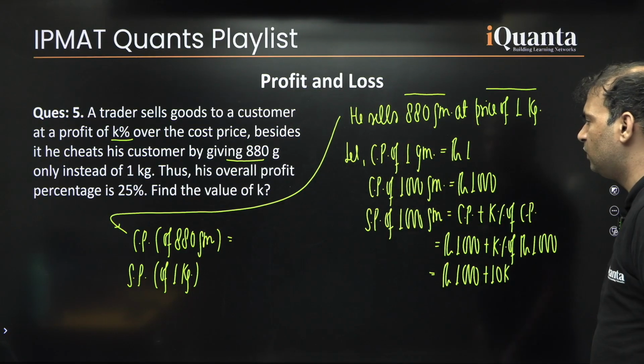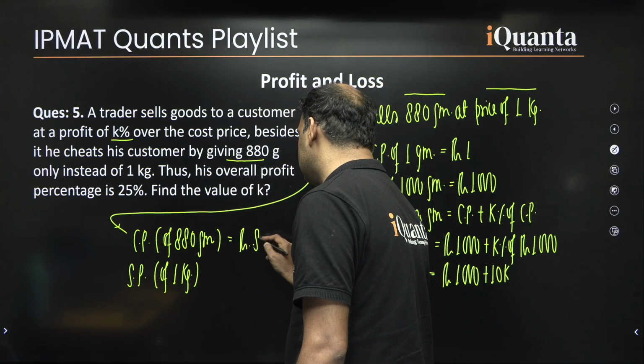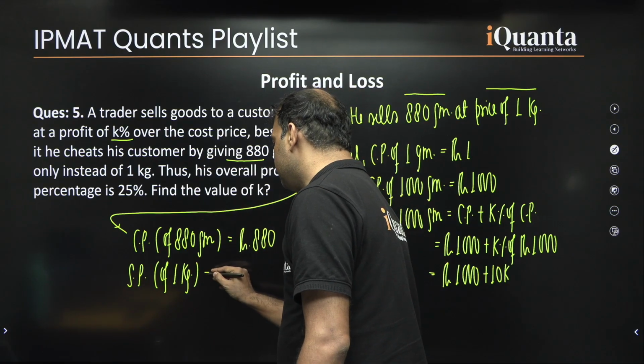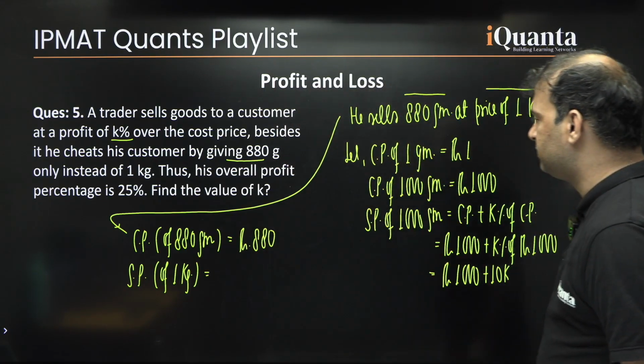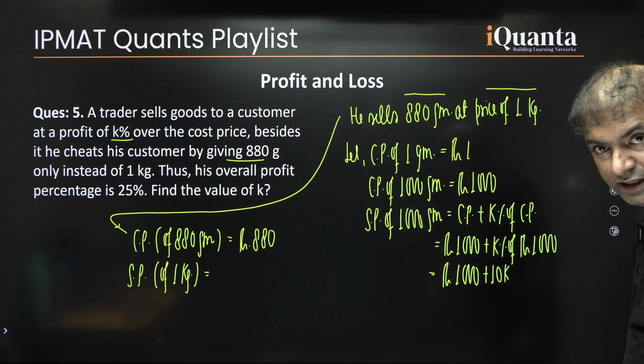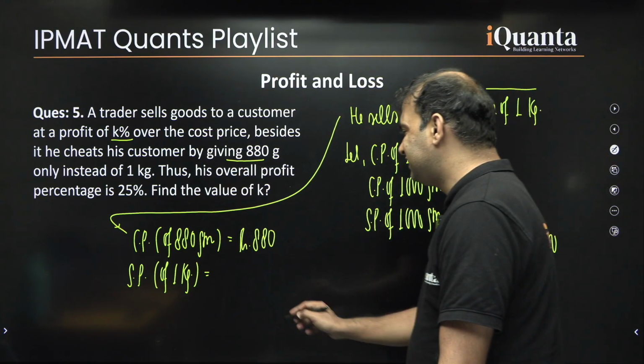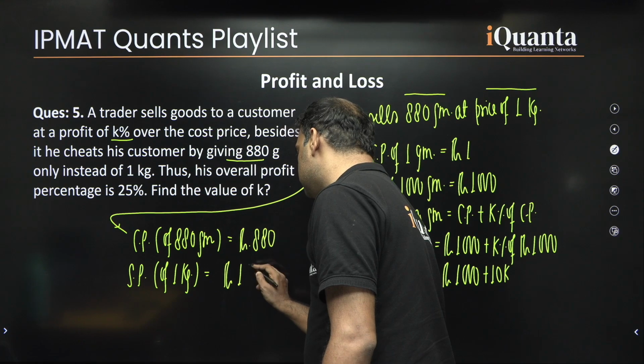All right, now the cost price of 880 grams is how much? Remember, the cost price of 1 gram is 1 rupee. So for the 880 grams, it is 880 rupees, number one thing, all right? Now coming to the revenue part, the selling price part. He is taking the money of 1 kg, and the price of 1 kg is 1000 plus 10K, right?